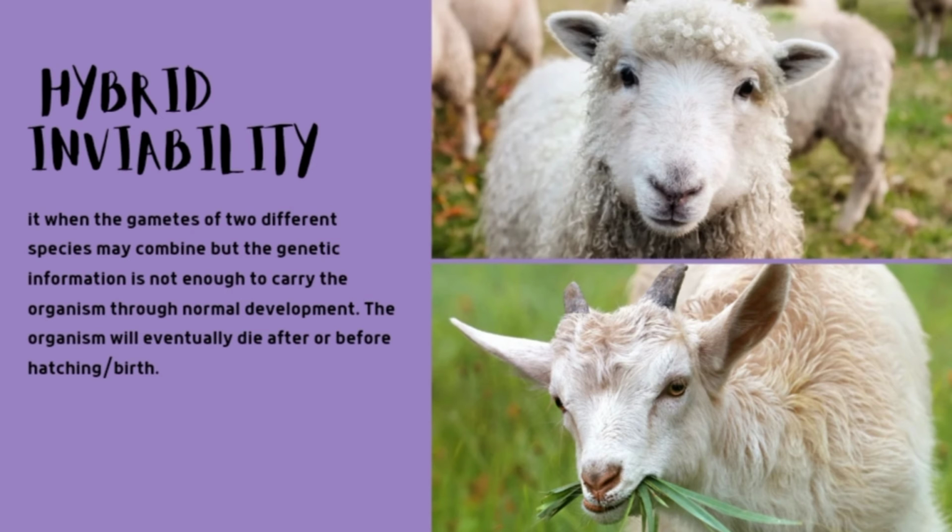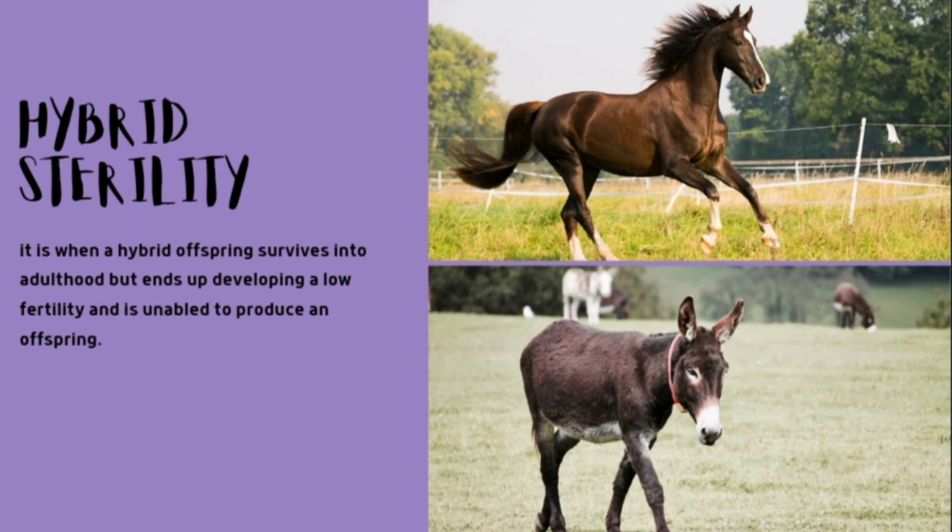For example, is the hybrid between a sheep and a goat. The mating could be successful but their offspring could die in the early stages of development before birth. Number 2 is the hybrid sterility. It is when a hybrid offspring survives into adulthood but ends up developing a low fertility and is unable to produce an offspring. An example of this is a cross between a horse and a donkey which produces a mule for their offspring, but a mule cannot mate and produce another mule.